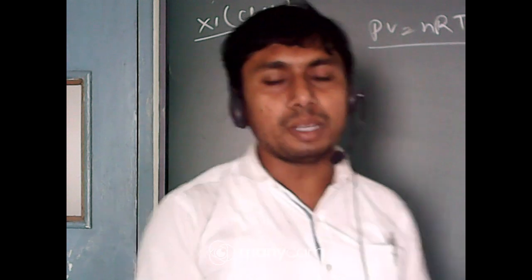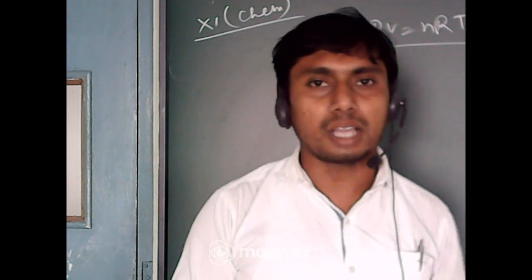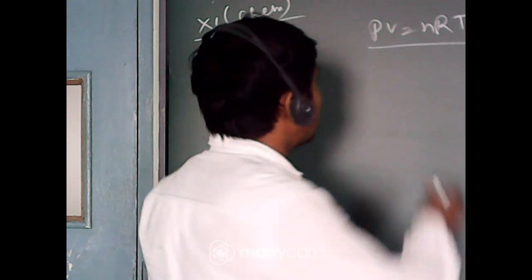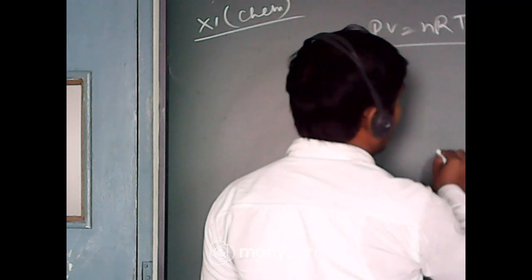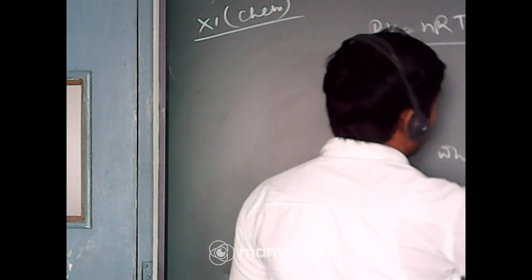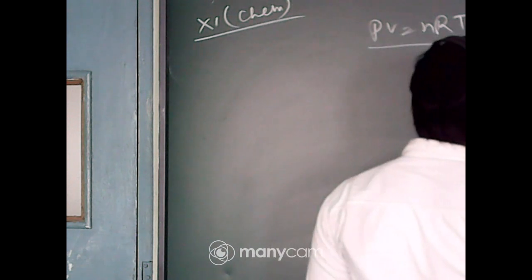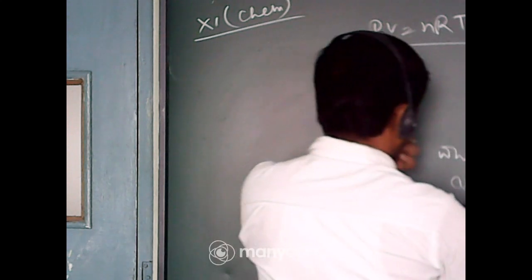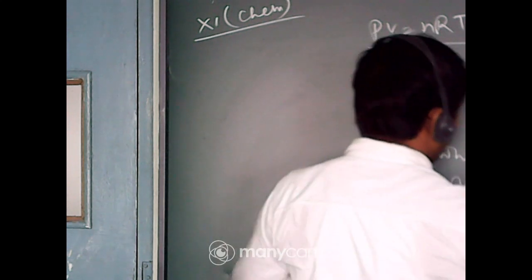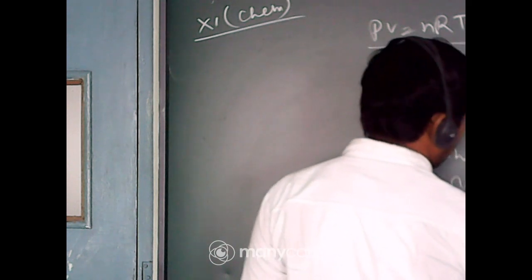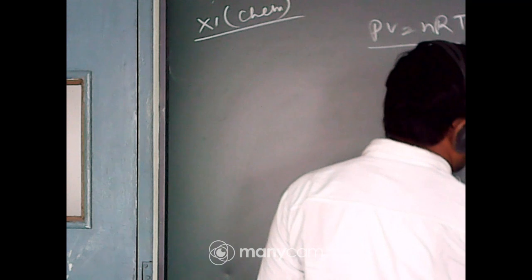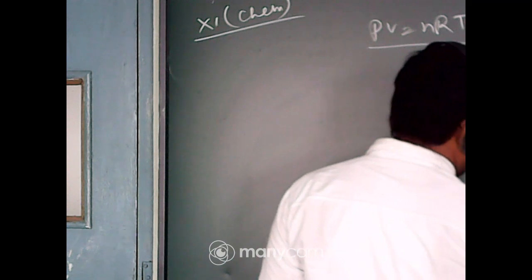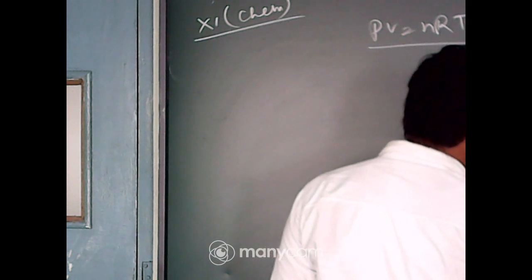Now when the parameters are altered, we have to get such type of equation. So the condition is that when all the parameters are changed, then we get V proportional to Tn by P. V is equal to a proportionality constant K4 times Tn by P, so PV equals K4 Tn.